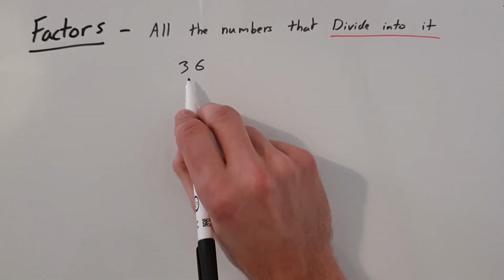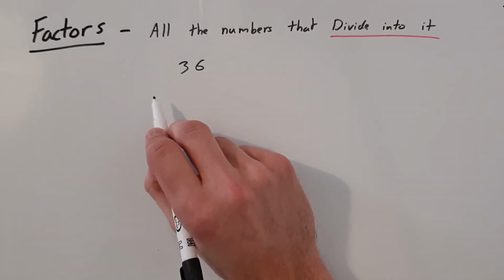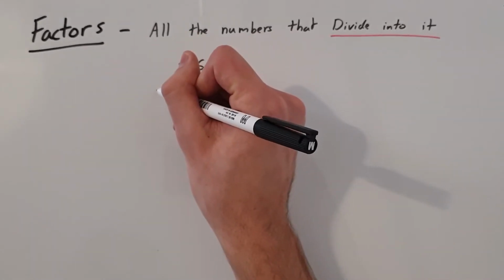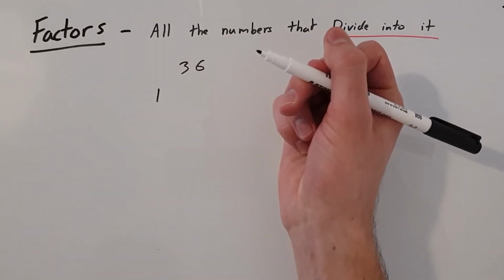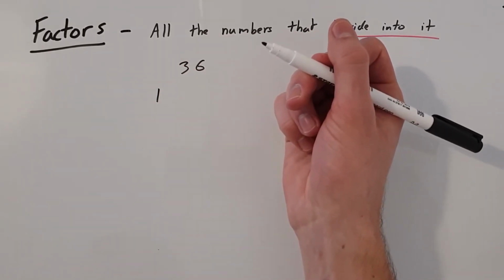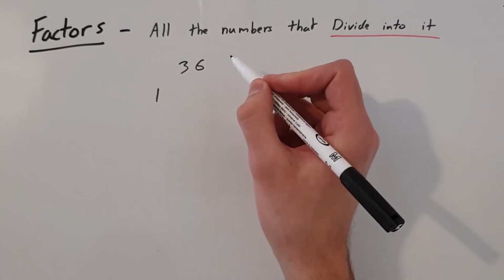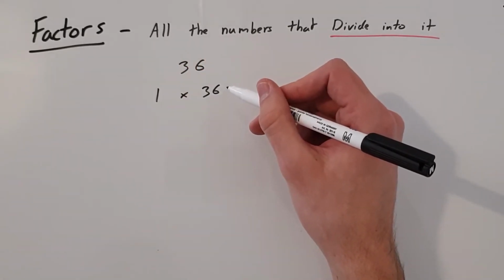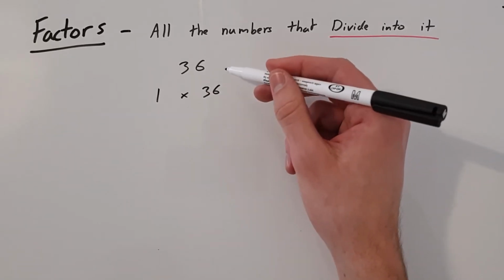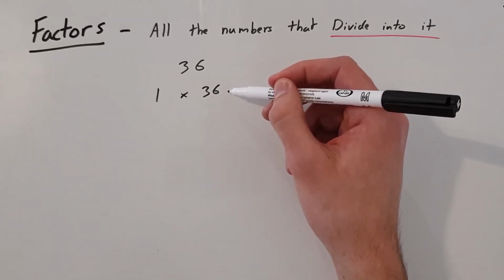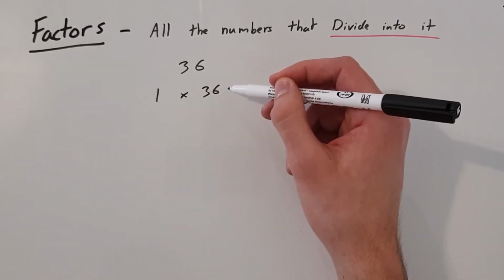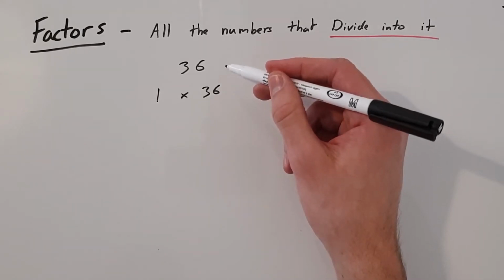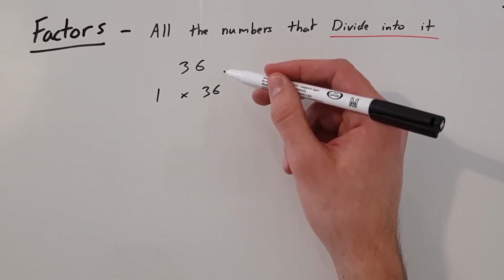So 36, the first one would be 1. So we know that 1 will go into every number, or every whole integer. So we know that 1 times 36 is 36. So we know that those will be our first 2 factors. And if 36 was a prime number, they would be our only factors as well, just 1 and 36. But we know that 36 is not a prime number, so there are lots more to go through.